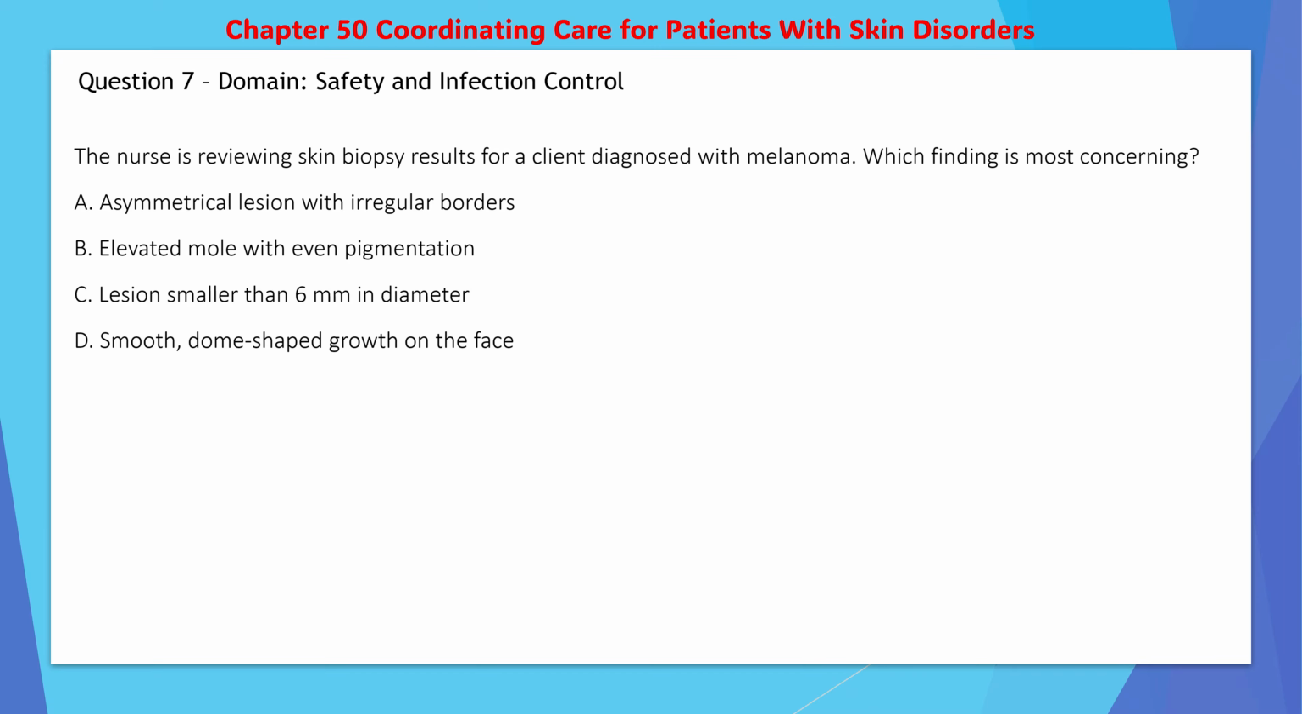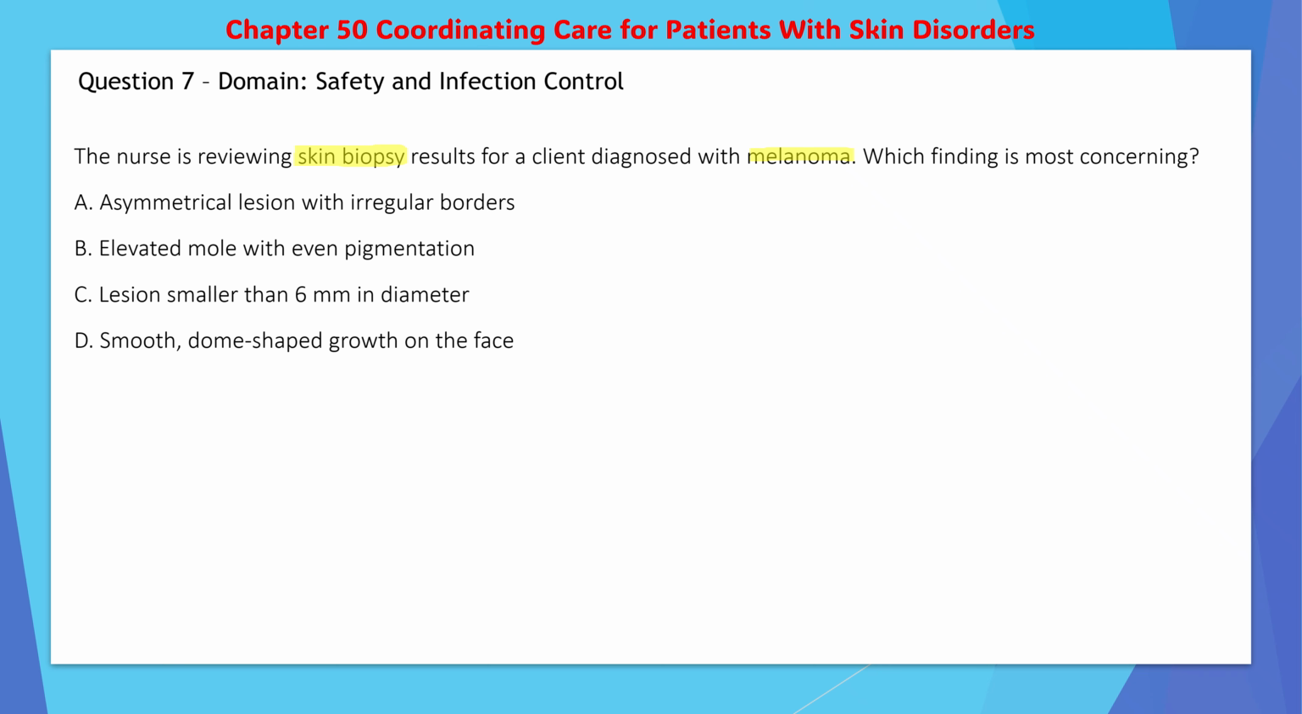Domain safety and infection control. The nurse is reviewing a skin biopsy. The nurse is reviewing skin biopsy results for a client diagnosed with melanoma. Okay, we know what this is, right? Which finding is most concerning? Asymmetrical lesion with irregular border. Think what melanoma means and how it kind of looks.